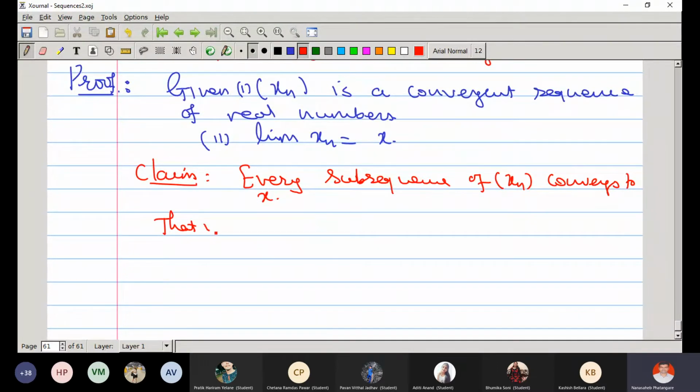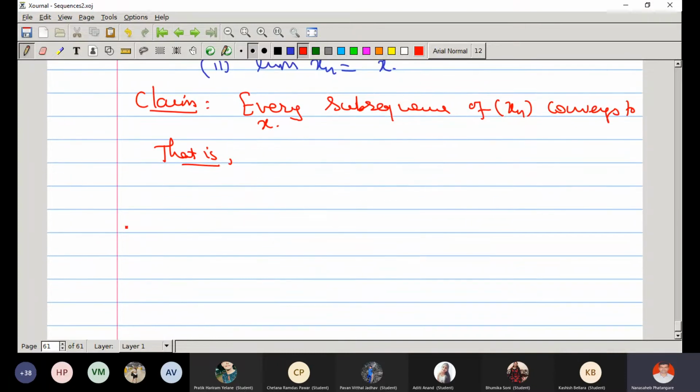Now, how many subsequences of a sequence are there in any sequence? How many subsequences can we produce? This is a basic question. Infinitely many. Whatever number of subsequences you want, you can produce. You just delete some terms, keep the remaining terms, delete some different terms. So there are infinitely many subsequences of a sequence.